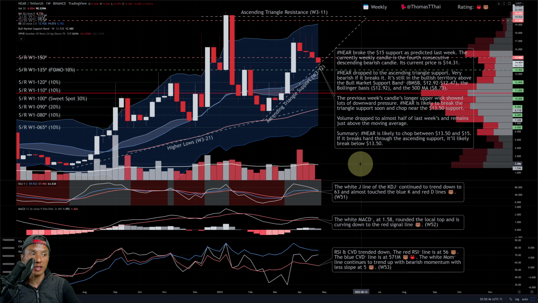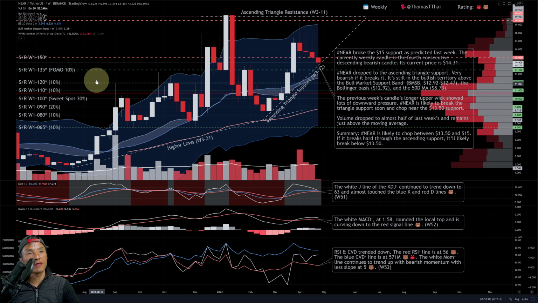It's more bearish than it is bullish. It's bearish. So I gave that a crab because it's going to chop sideways between $15 and $13.50 here, and it's got bearish pressure pushing down, so likely it's going to break some support down here.